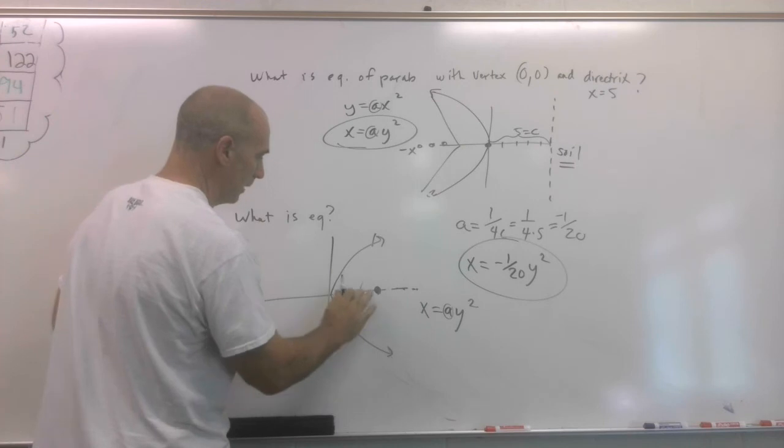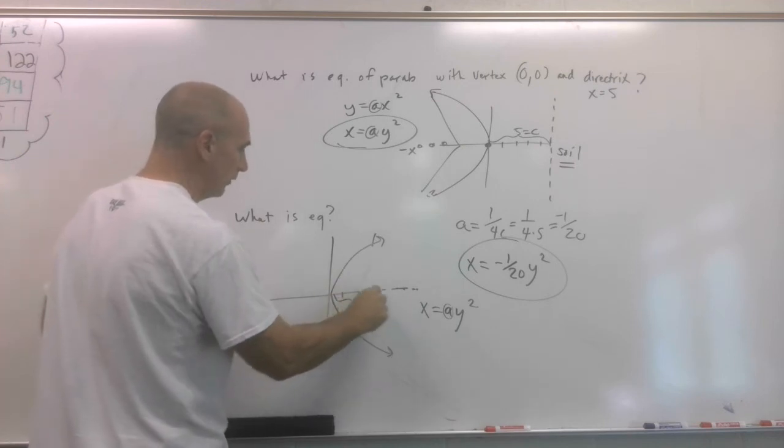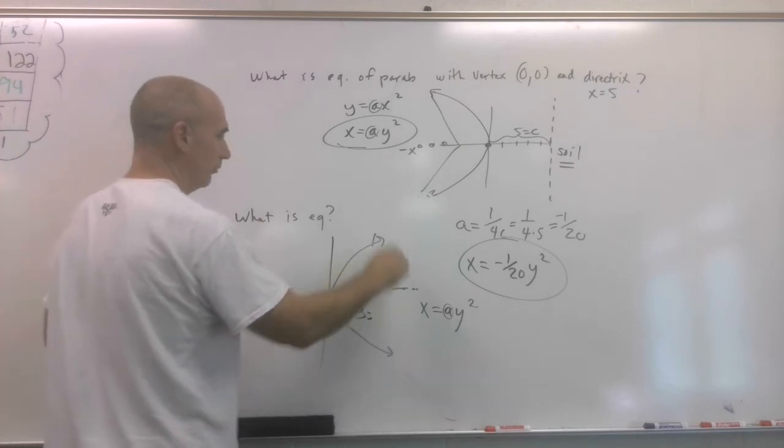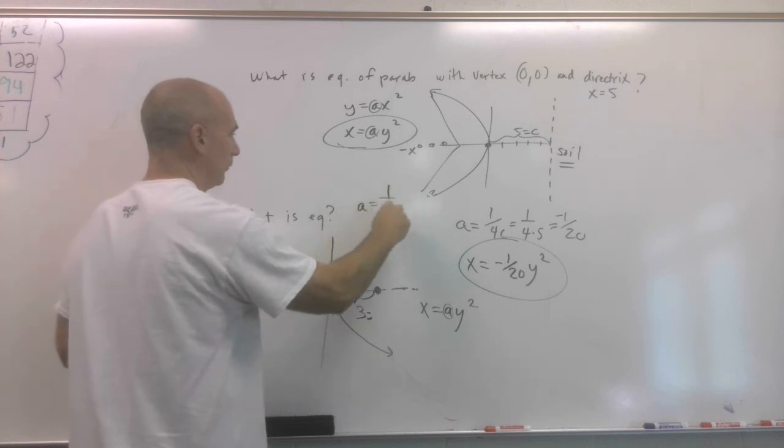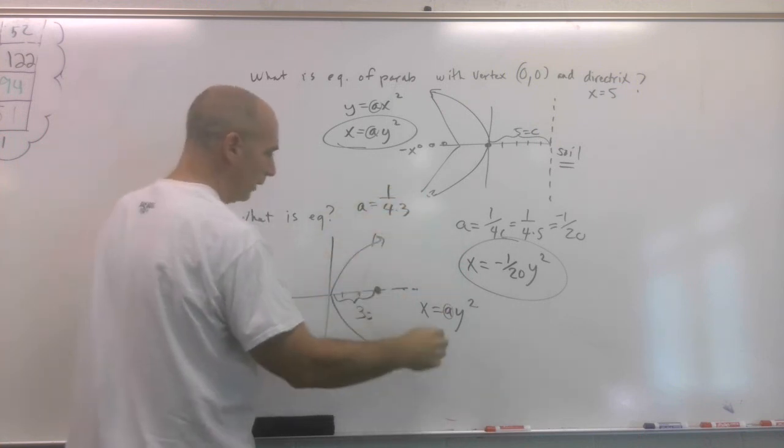But c is 3. So a equals 1 over 4 times 3, 1/12.